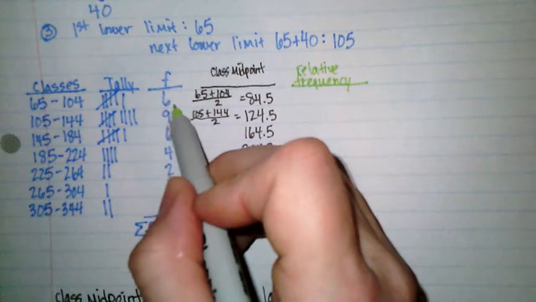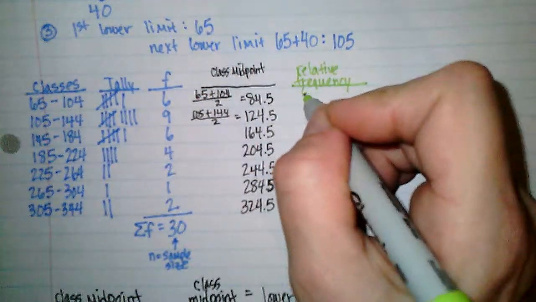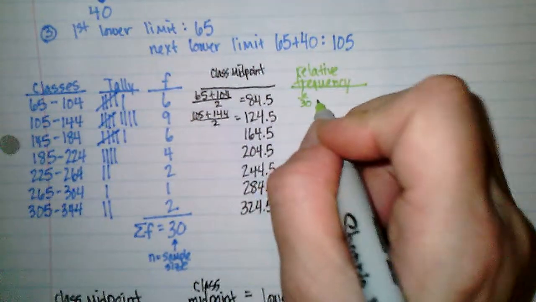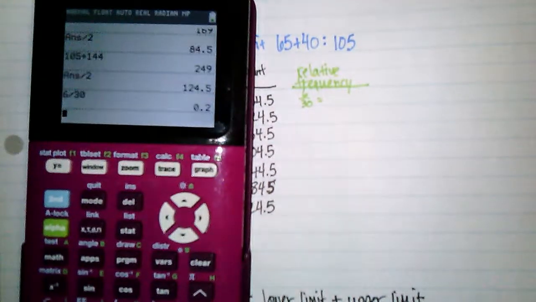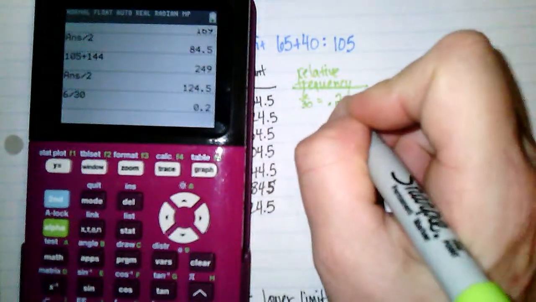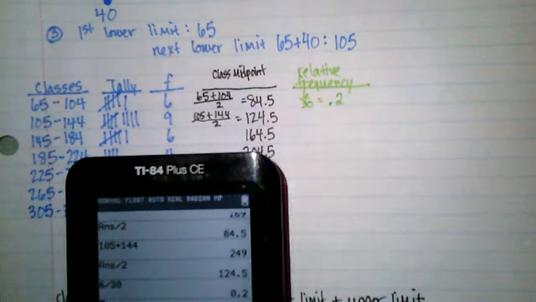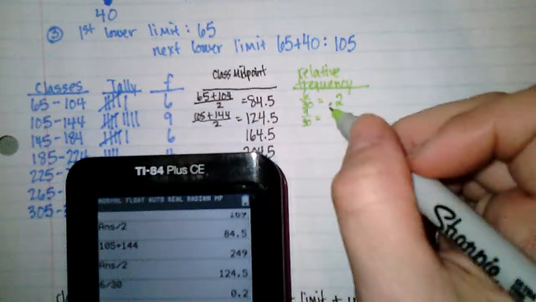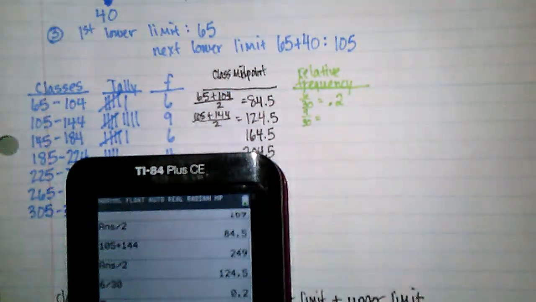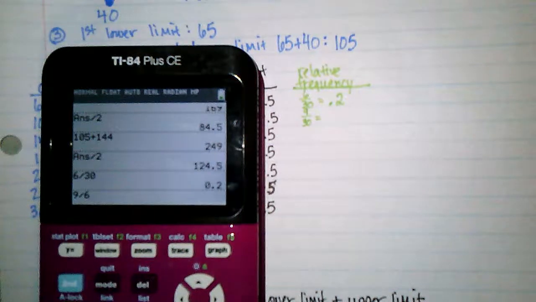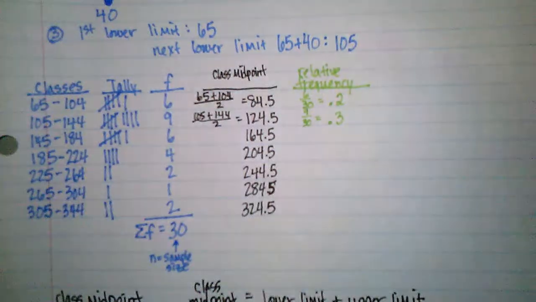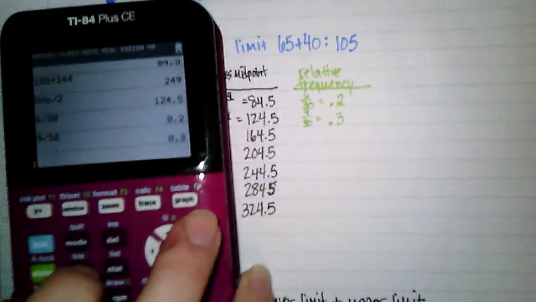So we're going to take the number in the class, so 6 divided by the sample size of 30. So we'll do 6 divided by 30. And we'll just use a decimal, so that is 0.2. And then we just continue doing that for each of our classes. So relative frequency here will be 9 divided by 30. 9 divided by 30 is 0.3. And we just keep going like that.